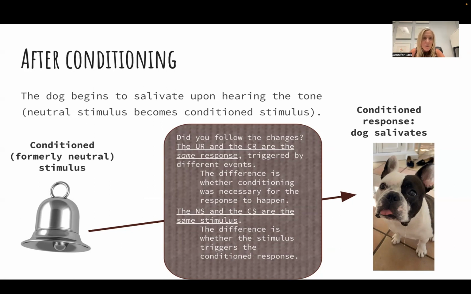Let's make sure we follow the changes there because this can be a complex process. The unconditioned response and the conditioned response are always the same response. They're just triggered by different events. And the difference is whether conditioning was necessary for the response to happen. So drooling to meat is an unconditioned response in a dog. No learning has to happen for that response to occur. Drooling to the sound of the bell is a conditioned response because learning the association between the bell and the food had to occur to elicit the drool response to the bell.